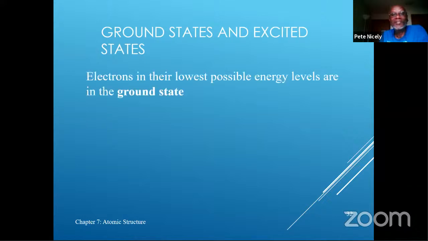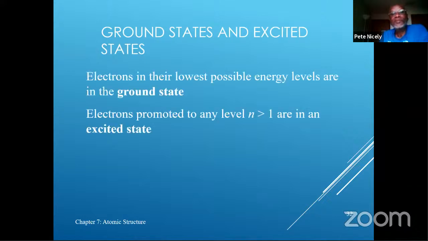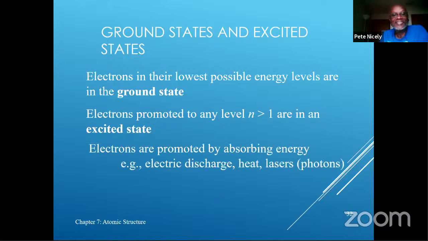Okay, let me talk about some definitions here. So when you have electrons in the lowest possible energy levels, those electrons are said to be in the ground state. And if those electrons are promoted to any other energy level higher than the ground state, those states are called excited states, right? So you can have electrons promoted from low energy levels to higher energy levels by electric discharge, heat, lasers in the form of photons. Now, electric discharge is what we saw in the case of the hydrogen lamp, but you can also have electrons be promoted using other methods.